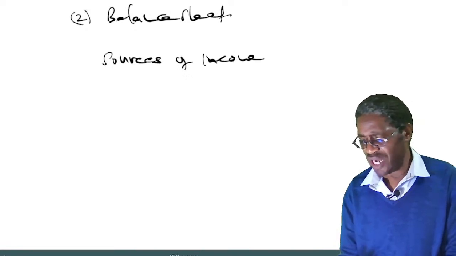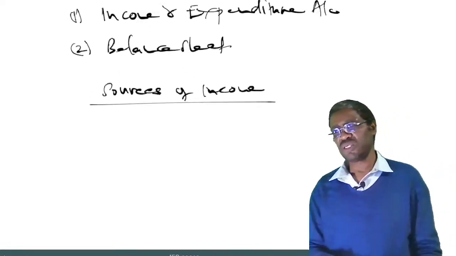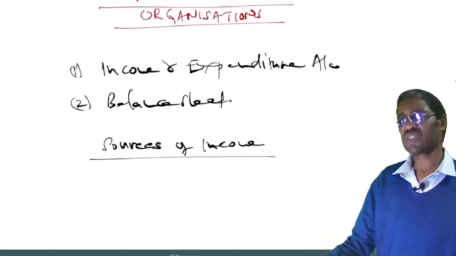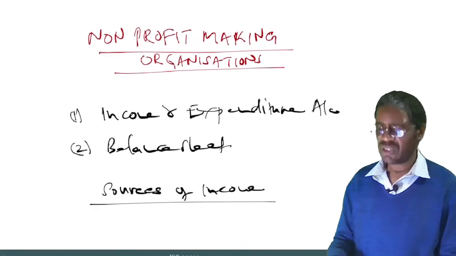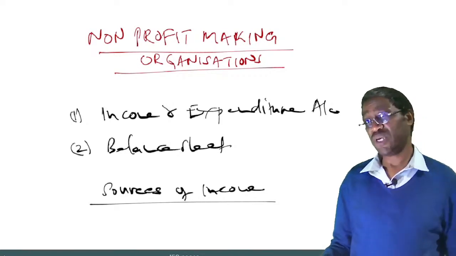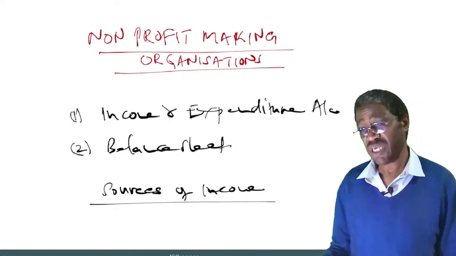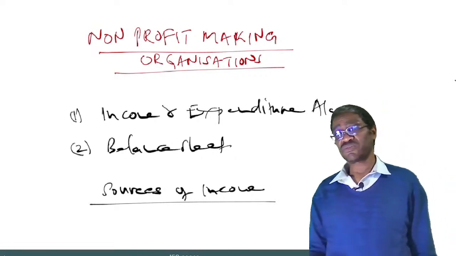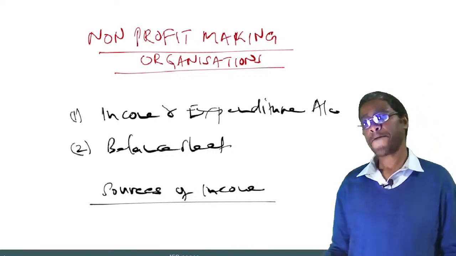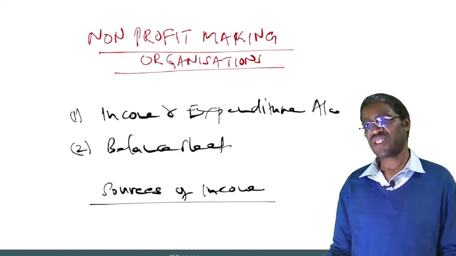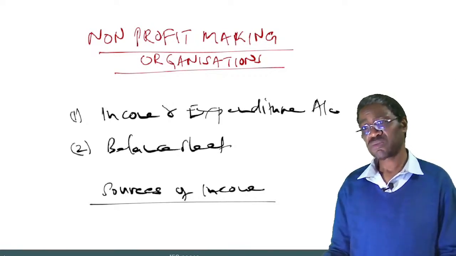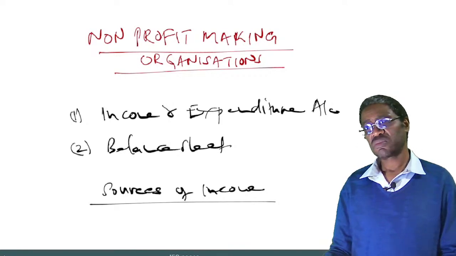But before we come to that source of income, let's put down something on what we have already said. So the topic is non-profit making organizations. Put it down, non-profit making organizations. Then you say this.